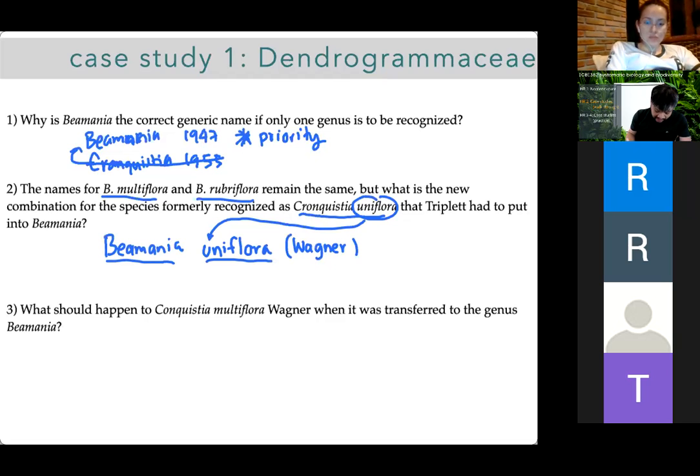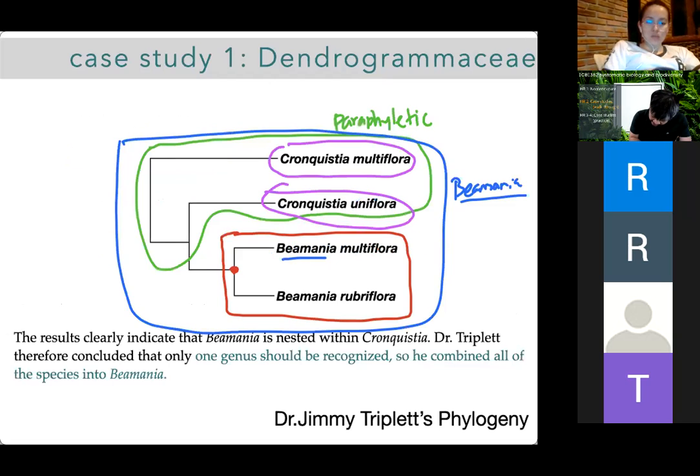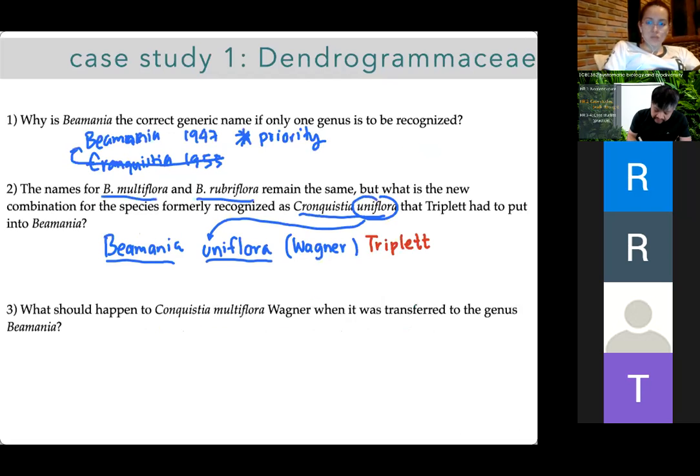And who made this combination? Who decided? Not me now. This one is Triplett, right? That guy who made the phylogeny. So Triplett is now the one who made this new combination. So the status of this one is combinatio nova. Okay, so that's a full designation. So now uniflora is in Bimania. Okay.